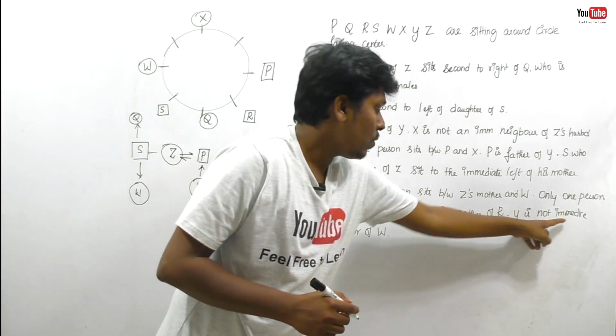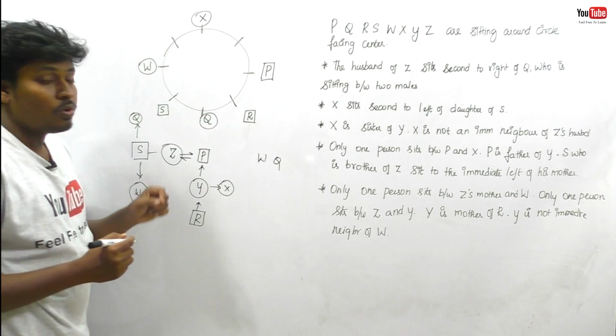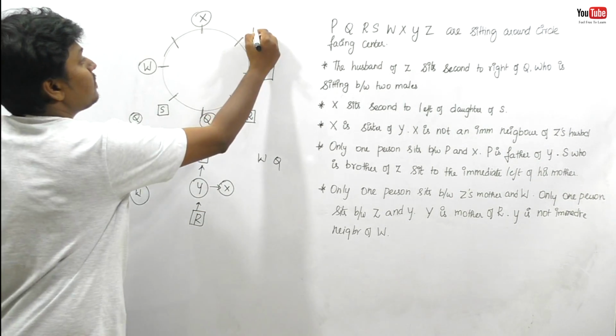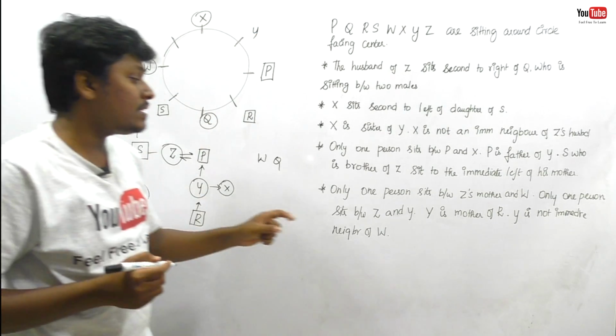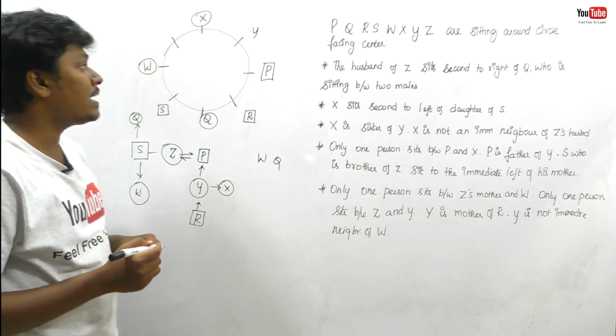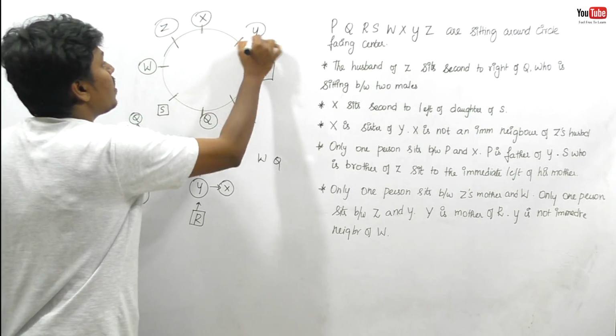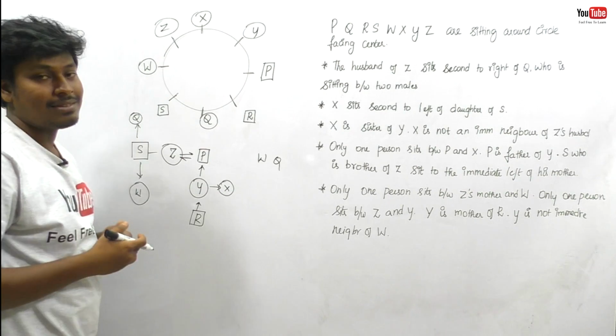Friends, see here, Y is not an immediate neighbor of W. Y should not be an immediate neighbor of W. So Y should not come here, then definitely Y should be placed here. They have said that between Y and Z there should be a gap of one person. So Z should come here. We know that these 2 persons are female. So finally we have made this arrangement, friends.